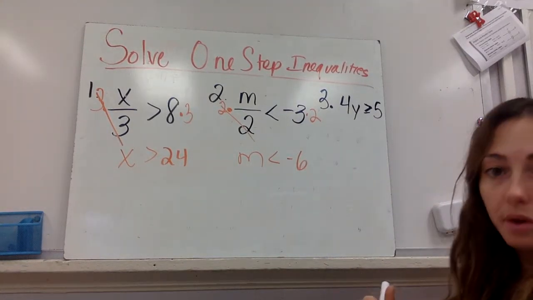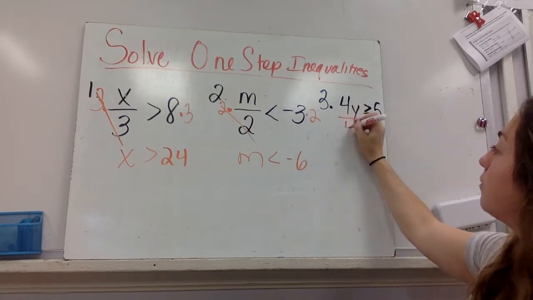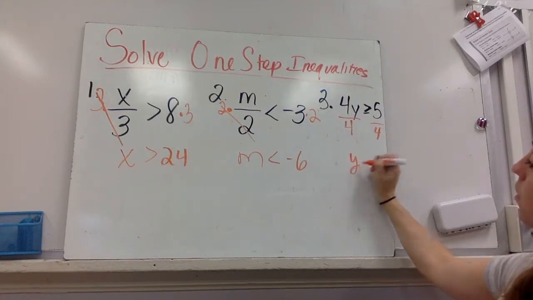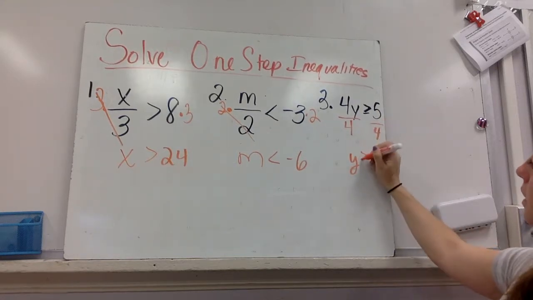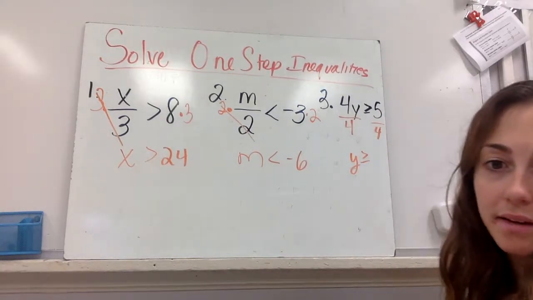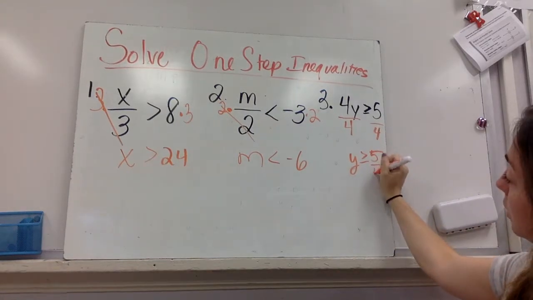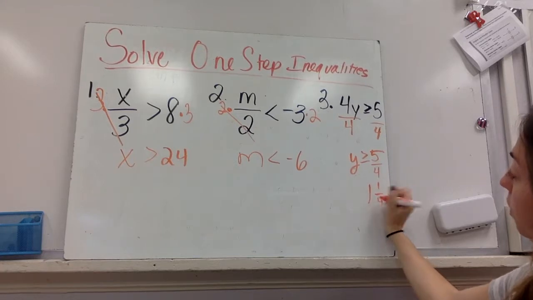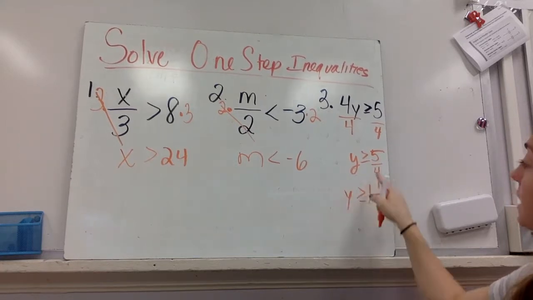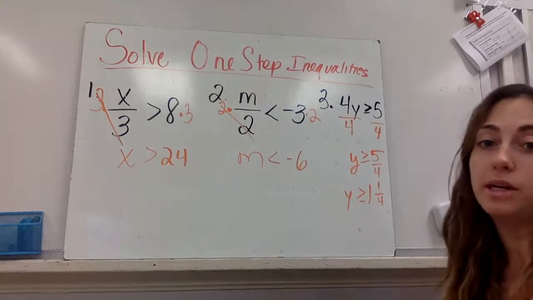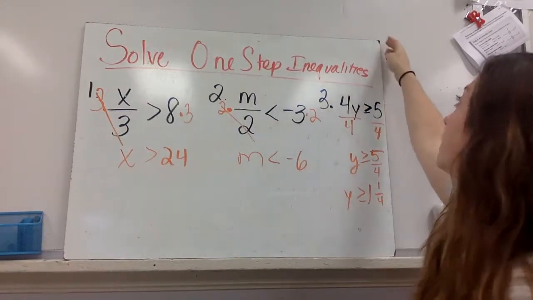Okay, number 3, divide by 4 to undo that 4y and turn it into 1y or just y. And I put this one here because a lot of us get tripped up by fractions. No big deal. 5/4. You could change it if you'd like to 1 1/4, but really it could have stayed at 5/4. That's just fine by me. And that's solving one-step inequalities with multiplying and dividing.